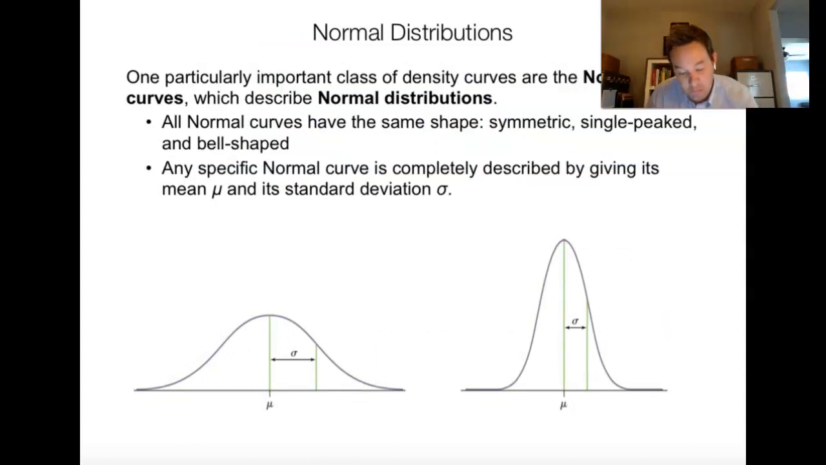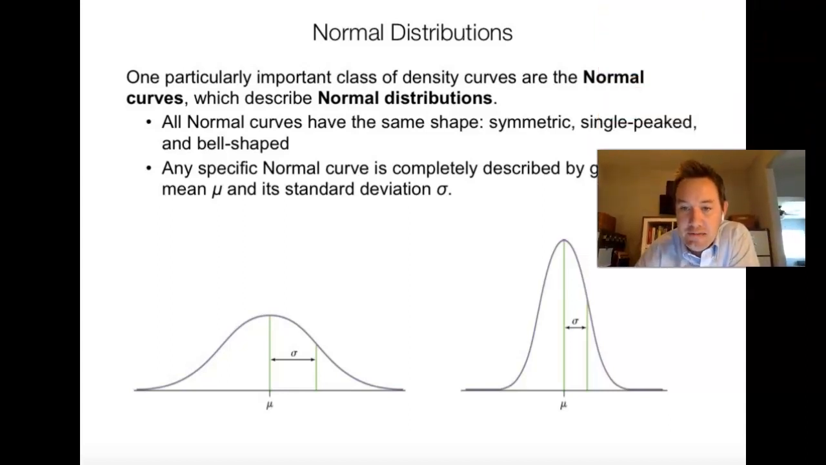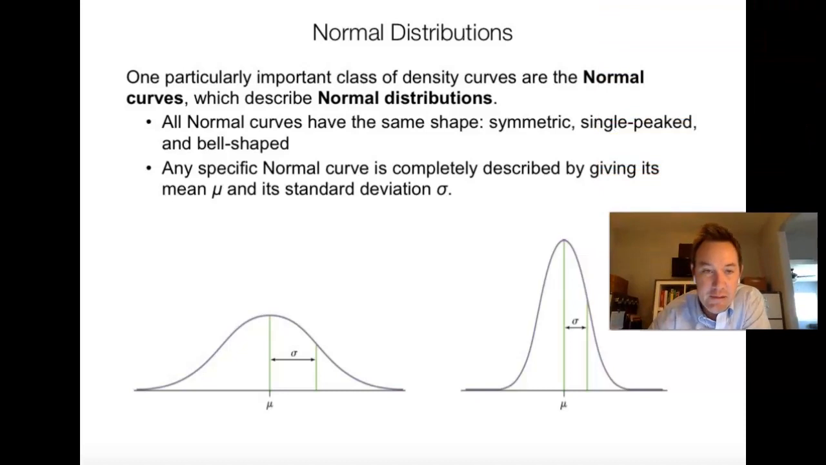All right, so normal distributions are just special kinds of density curves that happen to come up quite a bit in statistics, and we'll explore why. But for now, here's what you need to know about them. It's a proper noun, so it's capital N Normal distributions. And they all have the same shape: they are symmetric, single peaked, and bell-shaped. They may be flatter or taller, but they all have those rough characteristics.